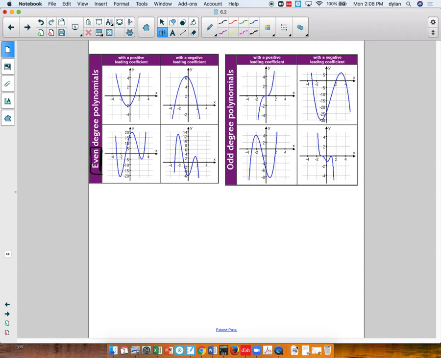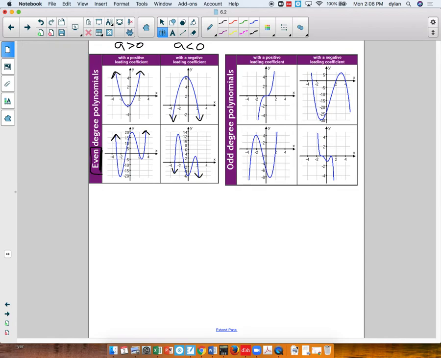If our leading coefficient a is greater than 0, we end up with positive end behavior. In other words, both when you go to the far left and far right on the x-axis, you end up with positive y values. If a is negative, we end up with negative end behavior in both directions. And this is for even degree polynomials.